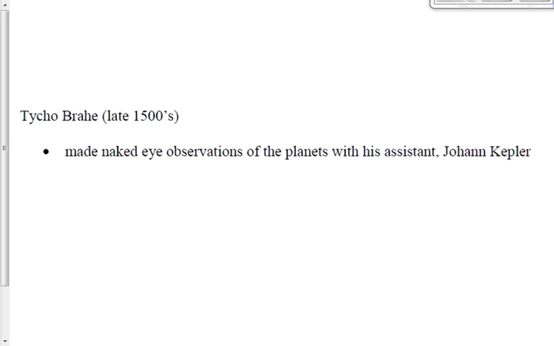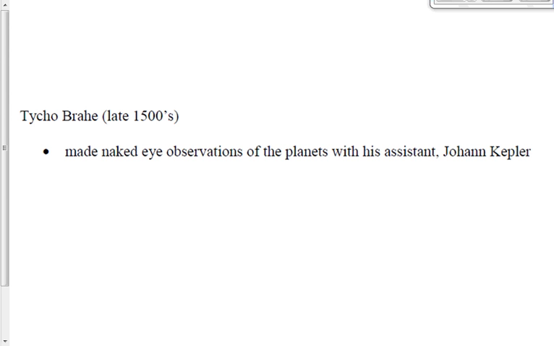So a couple guys come along in the late 1500s, about 50 years after Copernicus: Tycho Brahe and his assistant, Johann Kepler. Tycho Brahe, he's the pee guy. He's the guy that went to the dinner party and held his pee and ended up dying because he wouldn't go pee. Tycho Brahe, along with his assistant Johann Kepler, made observations of the sky, the planets, the stars.